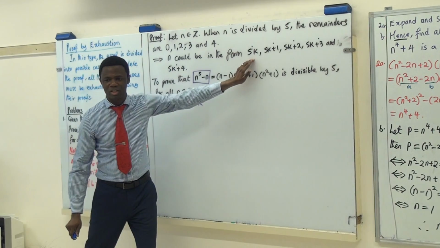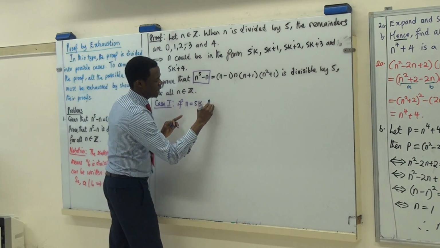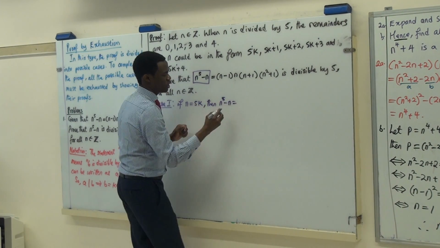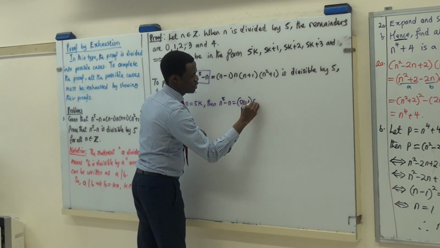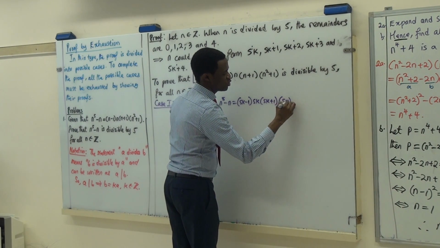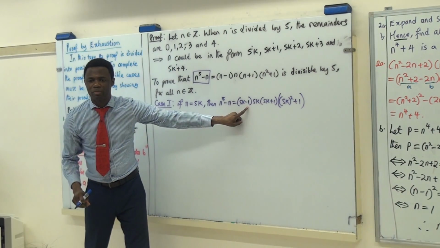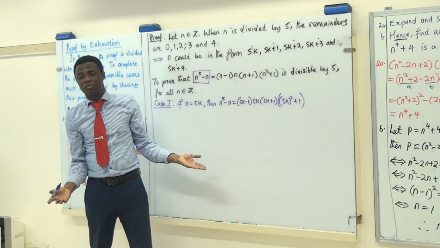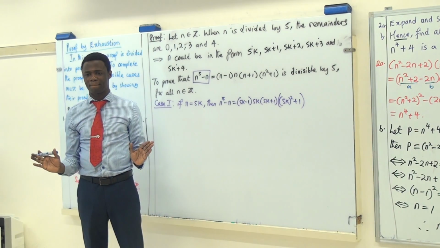So we have taken this. If n is 5k, then n to the power 5 minus n would be equal to 5k, 5k plus 1, 5k squared plus 1. Is this divisible by 5? Yes, because 5 can be out of the bracket. 5 can be in front. It doesn't have to be in front anyway, it could be there. As long as 5 can stand alone, we are good.